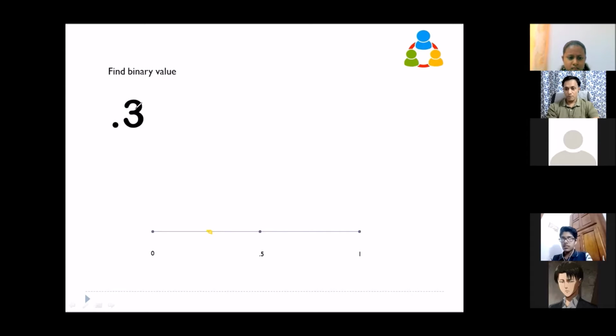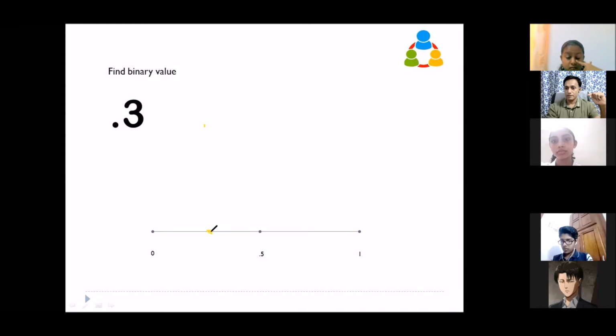Let us start doing 0.3. If I make the decimal point, which will be the first decimal? That depends on whether it falls on this or this. 0 to 0.5 is 0, 0.5 to 1 is 1. So 0.3 is between 0 and 0.5, right? This is our point.